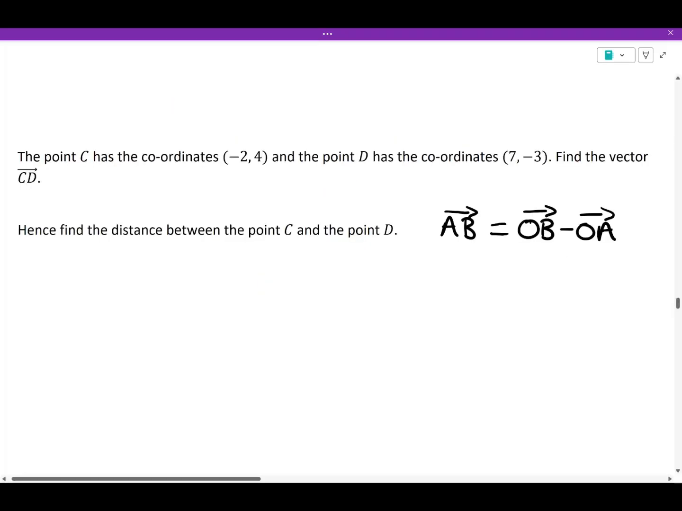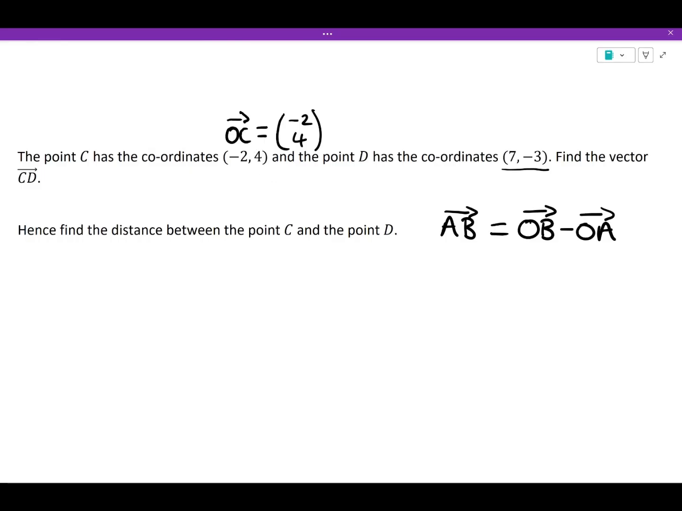So we got a question here. The point C has the coordinates -2, 4, and the point D has the coordinates 7, -3. We need to find the vector C to D, so the displacement vector from C to D. So let's go through this information and just write out what we know. If the point C has the coordinates -2, 4, then I know the position vector for C, which would be O to C, and that is going to be equal to, and our x component, our horizontal component, is going to be our x coordinate -2, and then our vertical component is going to be our y coordinate +4, like that.